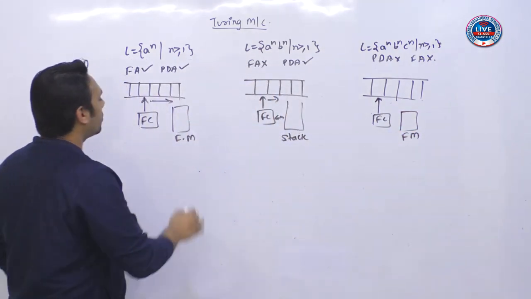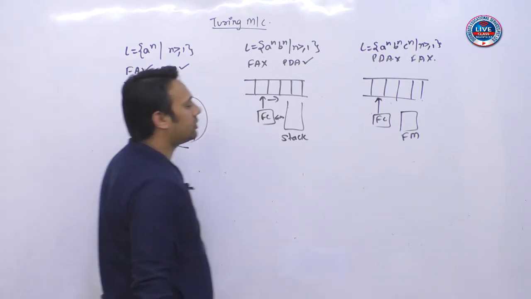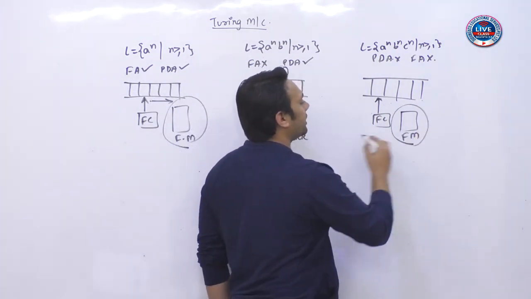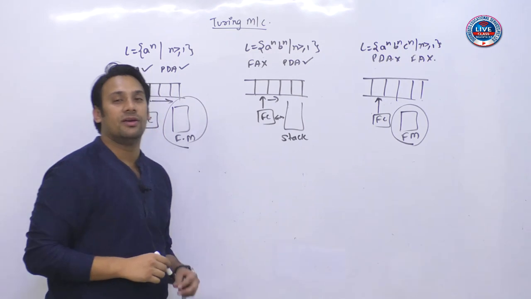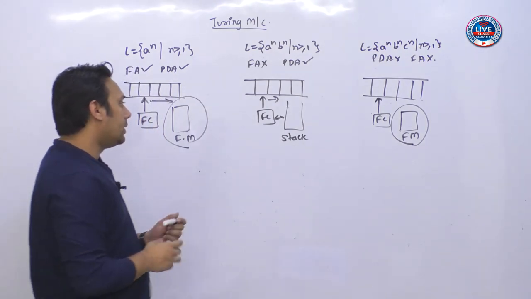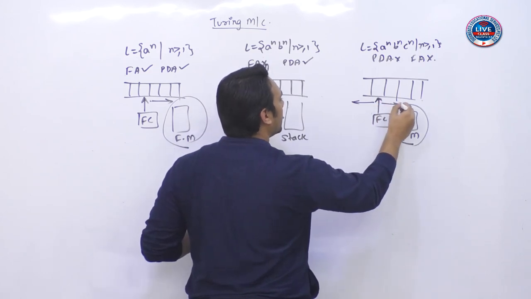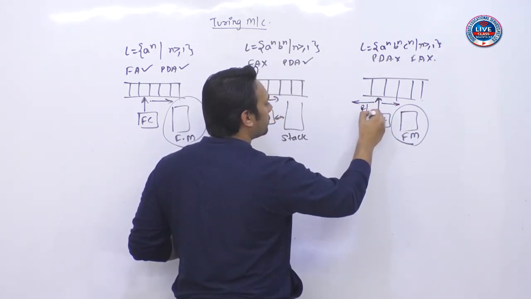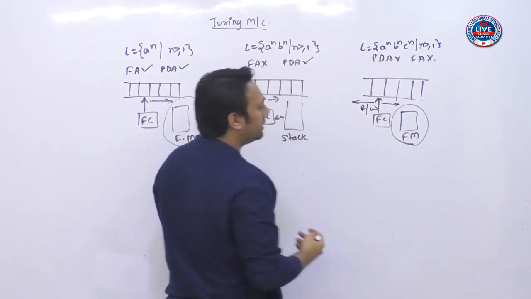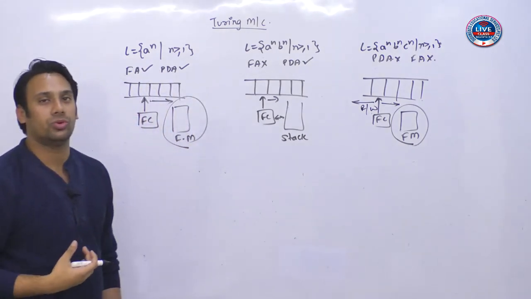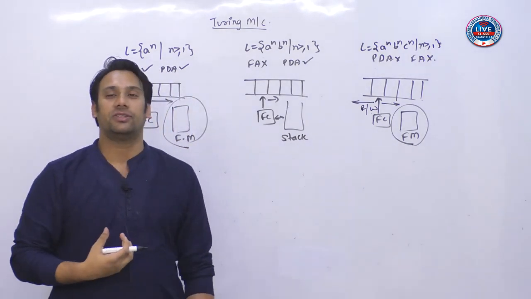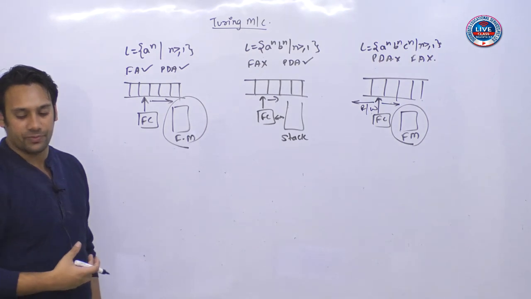Here also in case of finite automata, we have a finite memory. And here also in case of Turing machine, we have a finite memory. But the thing is, this read-write head can move in both the directions, left as well as right, as well as it can also read and write on the tape. Here the concept of both read and write exists. You can read some symbol from the tape as well as you can also write some symbol on the tape.